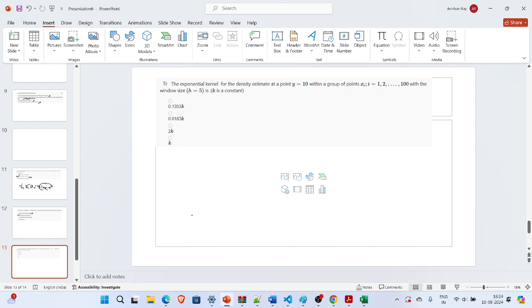Maybe a little unintuitive question. What are they trying to say? So this kernel function, that is from the notes.